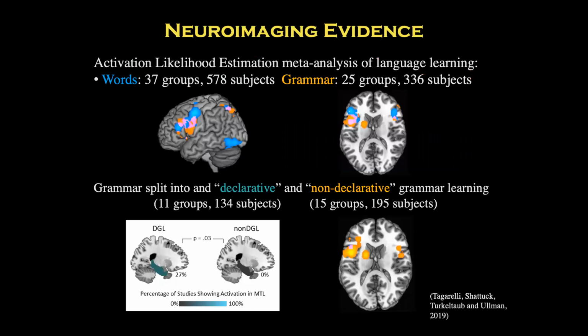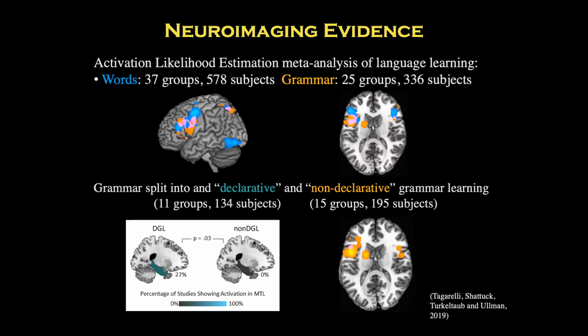Neuroimaging evidence, published a few months ago. This is an activation likelihood estimation meta-analysis, a neuroanatomical meta-analysis of functional imaging studies of either word learning or grammar learning. So this is related to what we were talking about, Dick. It's very hard to look at language learning in kids. So this is a common but very imperfect proxy of looking at these paradigms in adults. Okay? So it's also being viewed as second language learning, right? Depends on how you interpret it.